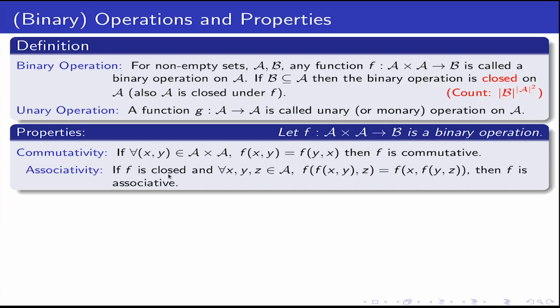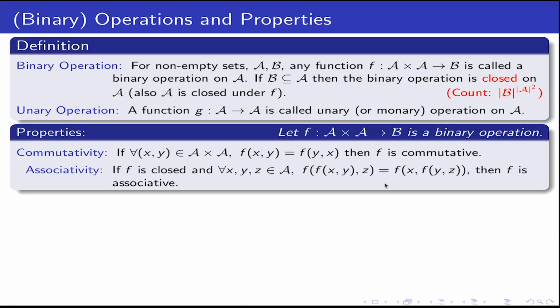Associativity tells that if F is a closed binary operation and you have three arbitrary elements, if you first operate on the first two elements and then operate the result with the third, it is the same as operating the first element with the result of the second and third. For example, addition and multiplication are associative. You multiply the first two and then the third one, or you multiply the first with the product of the second and third, and the result is the same.